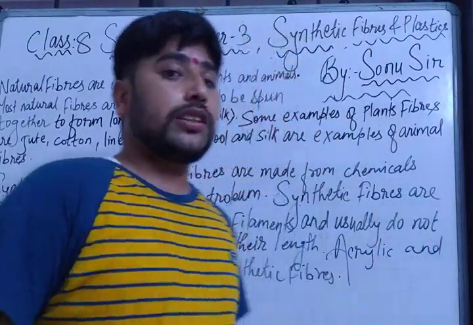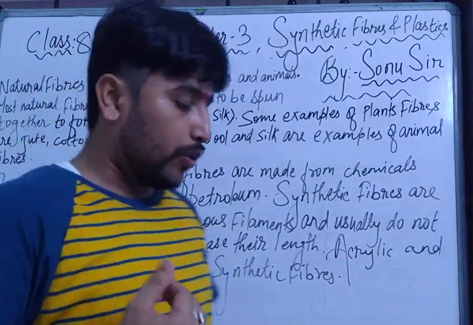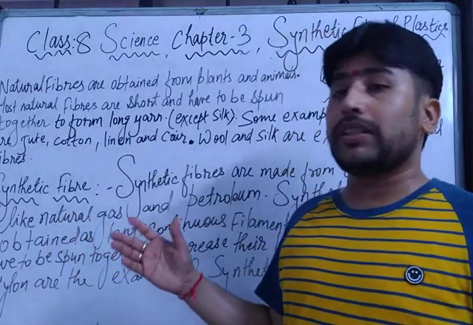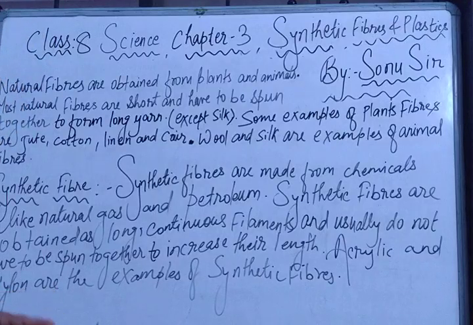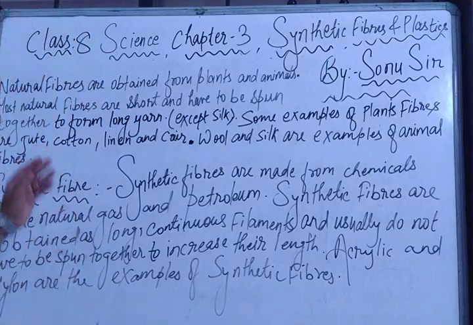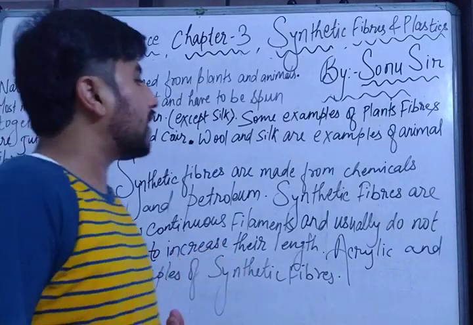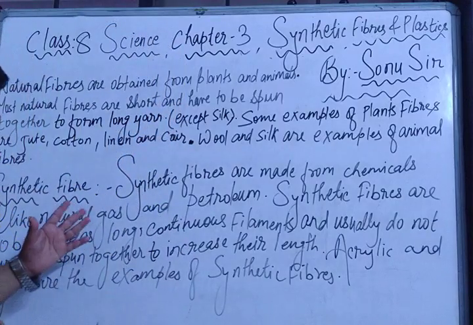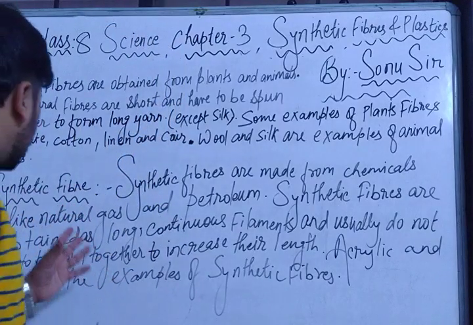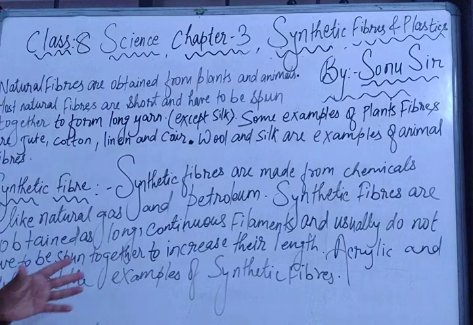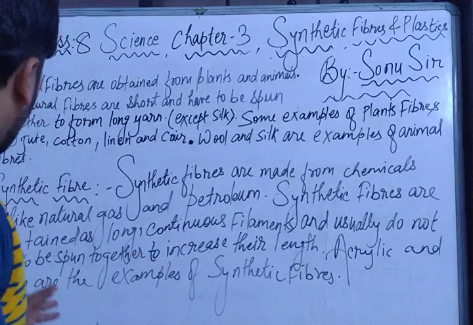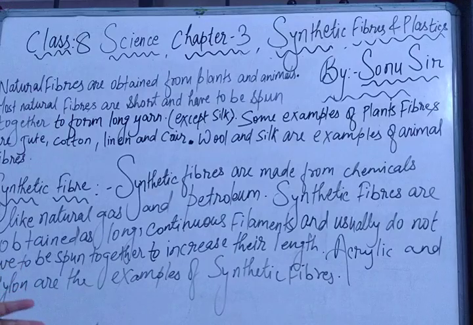But there is one natural fiber which is long, that is silk. So silk is an exception. Here you can see most natural fibers are short and have to be spun together to form a long yarn, except silk. Some examples of plant fibers are jute, cotton, nylon and coir. Wool and silk are examples of animal fiber. Synthetic fibers are made from chemicals like natural gas and petroleum. Synthetic fibers are obtained as long, continuous filaments and usually do not have to be spun together to increase their length. Acrylic and nylon are a few examples of synthetic fiber.